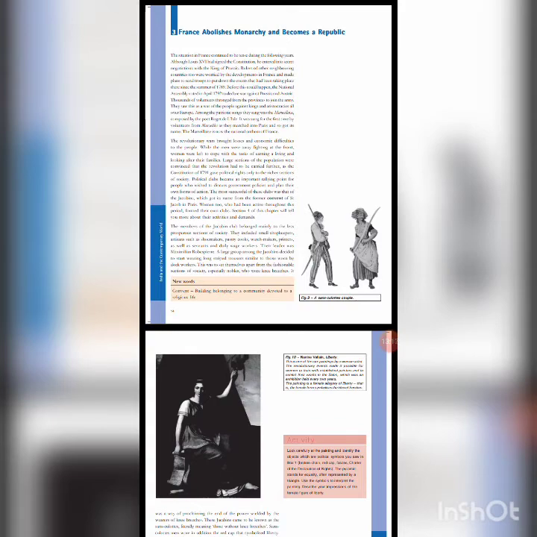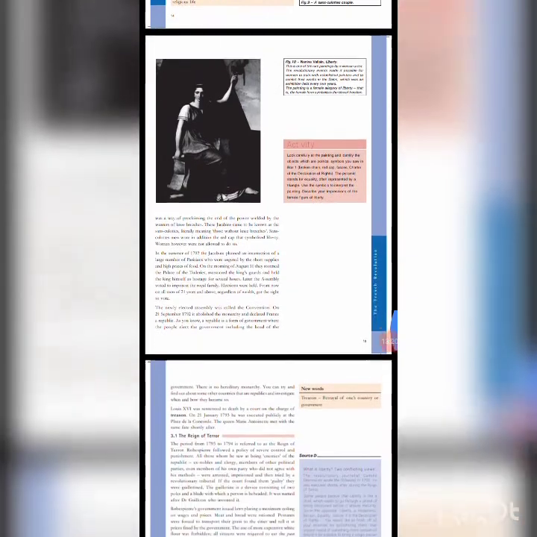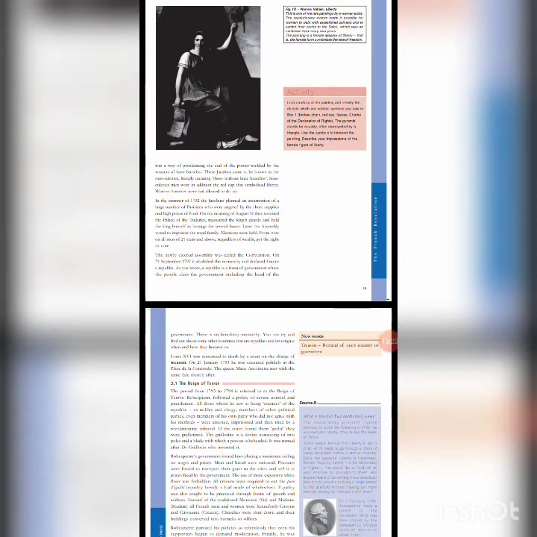On August 10, 1792, Jacobins stormed the palace of the Tuileries and held the king hostage for several hours. Elections were held, and all men of 21 years and above got the right to vote. Monarchy was abolished on 21st September 1792, and France was declared a republic. Louis XVI was sentenced to death by a court on the charge of treason.